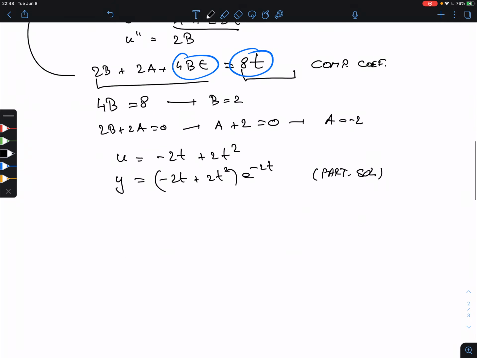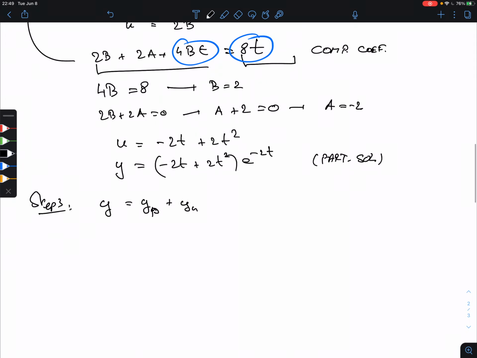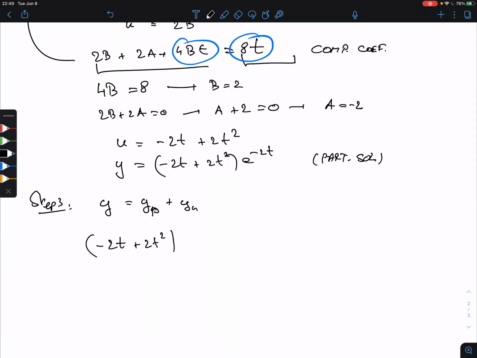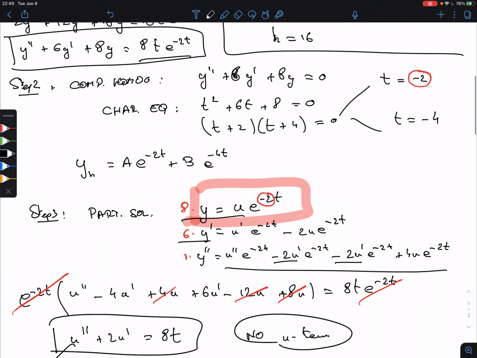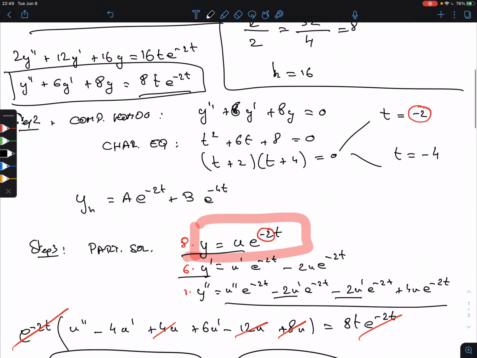Okay, so now step 3 is we have to put everything together. So we know that the general solution is the particular solution plus the general homogeneous solution. So that would be negative 2t plus 2t squared, times e to the minus 2t, plus a e to the minus 2t plus b e to the minus 4t. That was the homogeneous one we had here.